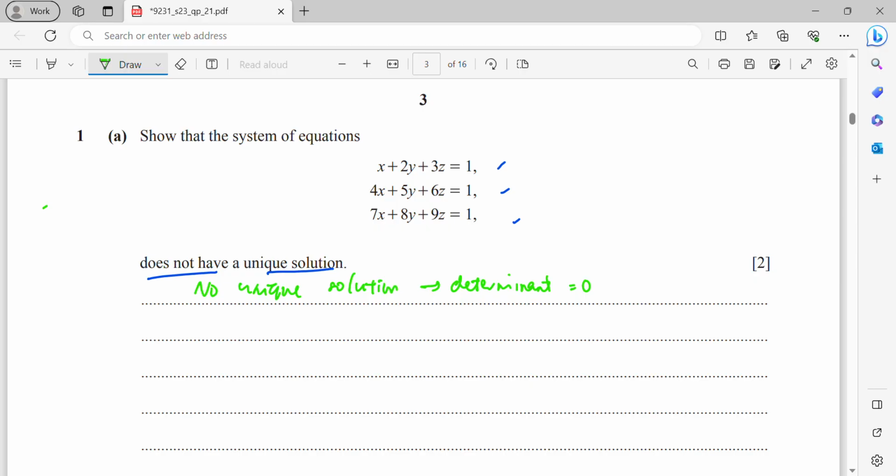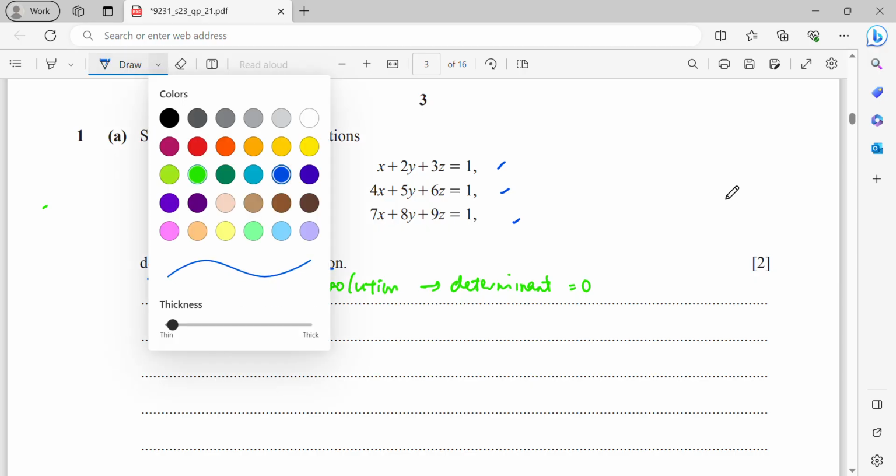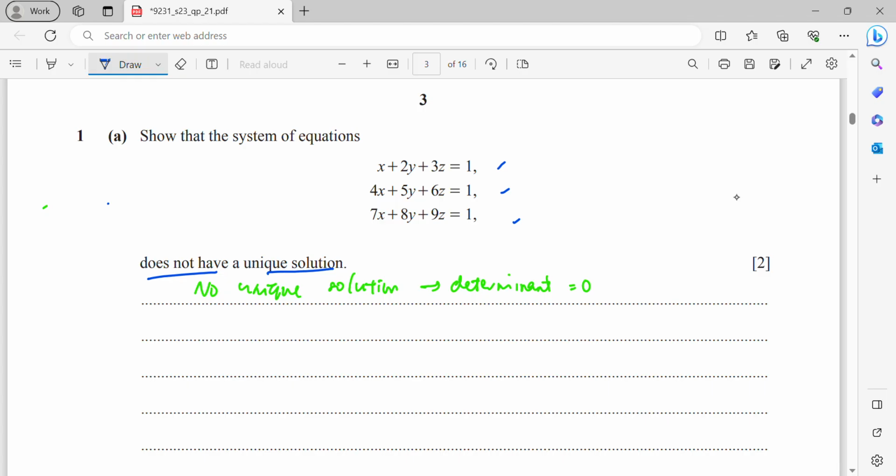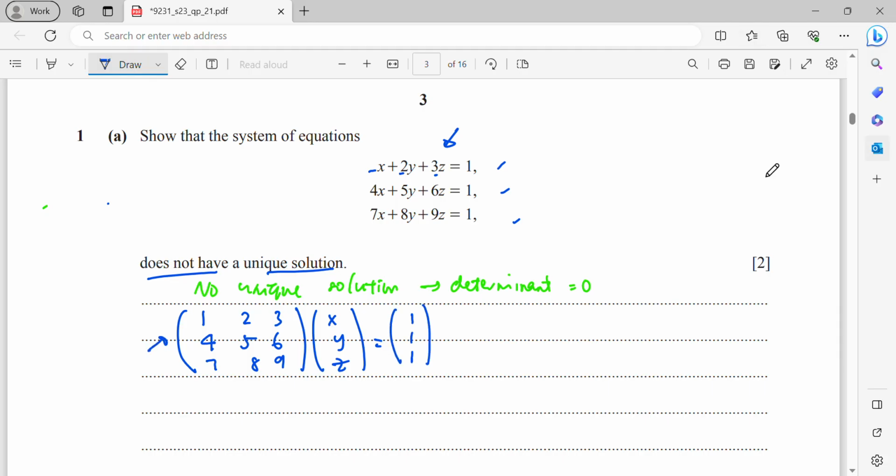Now I need to get the determinant of the matrix. From these three linear equations, the matrix can be written with the first row 1, 2, 3, all these being the coefficients for x, y, and z. Then the second row will be 4, 5, 6, then 7, 8, 9. I will express it as the multiplication of three matrices first. From here, I will get the matrix M, or A.